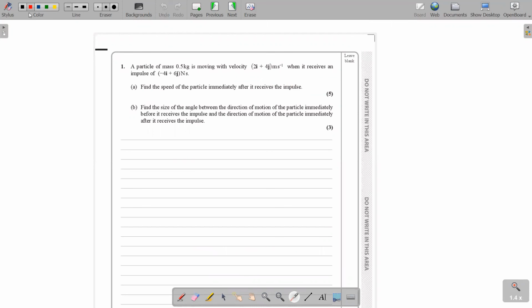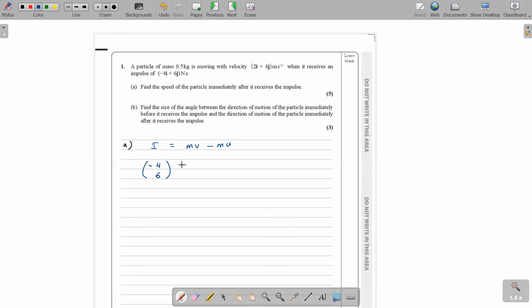Okay, so what's the equation we have to use here? I equals mv minus mu, and in here they have given you the impulse in terms of i and j. All you have to do is to substitute. So the particle of mass 0.5, the impulse it receives is minus 4i plus 6j. I prefer writing the column vector. You can write the whole thing as it is if you want. The column vector is a lot easier.